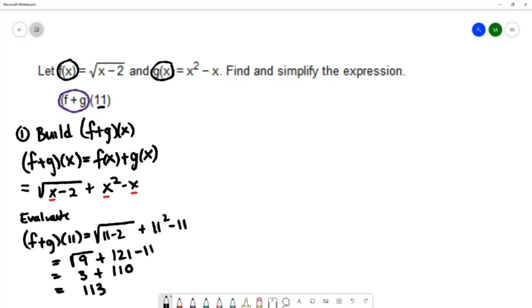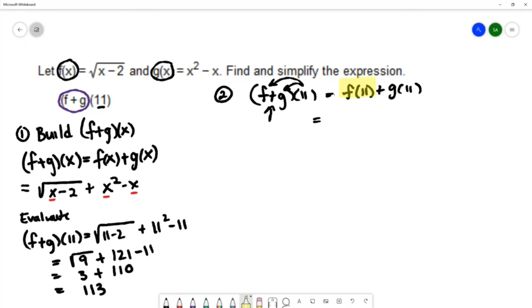So this is one approach for finding f plus g of 11. Let me show you another approach. In this other approach, we start with f plus g of 11. This is the second approach. And what we're going to do is substitute this 11 into each individual function and then do the operation that is mentioned here. That's f of 11 plus g of 11.